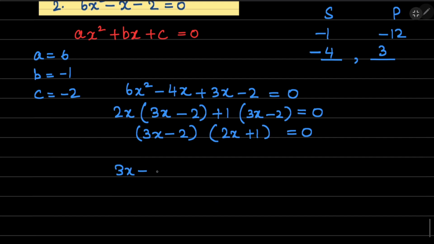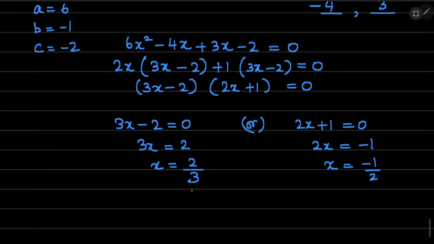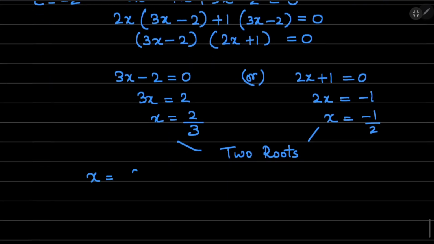So either 3x minus 2 is equal to 0, which means 3x equal to 2 or x is equal to 2 by 3, which is one of the roots. The other root is from 2x plus 1 equal to 0, which means 2x is equal to minus 1 or x is equal to minus 1 by 2. So these are the two roots of the given quadratic equation. I hope you understood. You can write the roots are x is equal to 2 by 3, comma, minus 1 by 2, the two roots of the equation.